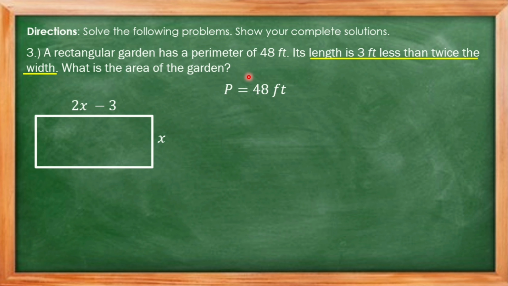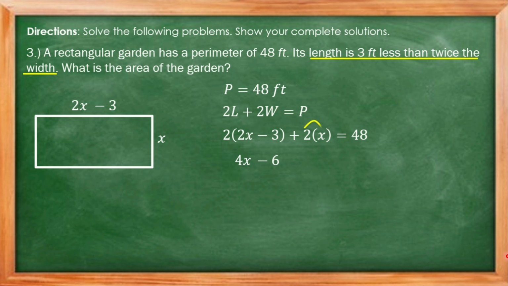At dahil ang isang given natin ay perimeter, so ang gagamitin muna nating formula ay yung perimeter. 2 times etong length, 2x minus 3, then plus 2 times width, which is yung x, yung width natin ay x, is equals to, yung perimeter natin given naman, 48. Okay, so i-simplify lang natin yan. So 2 times 2x is equals to 4x, and then 2 times negative 3 is equals to negative 6. Then plus 2 times x is equals to 2x. Then bring down 48.